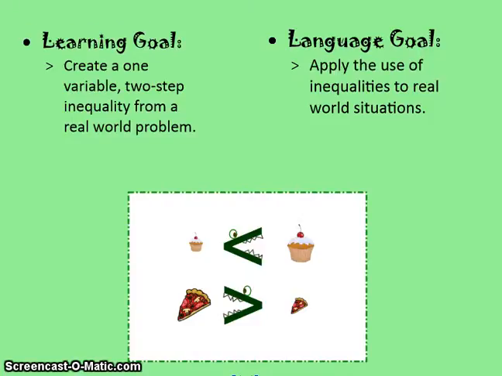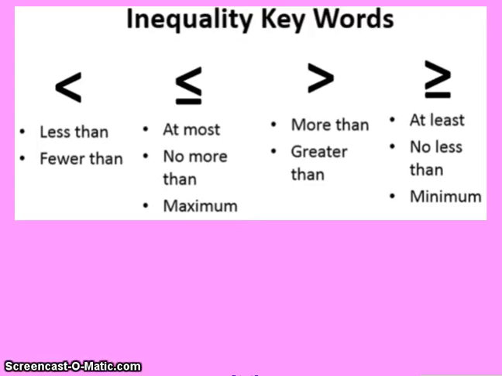Your learning goal is to create a one variable two-step inequality from a real-world problem. Your language goal is to apply the use of inequalities to real-world situations. This is your inequality keywords. So anytime you see these words, it'll tell you which sign you need to use in your inequality. So what I want you to do is take this paper and glue it underneath where it says keywords. I'm going to refer back to it later on.